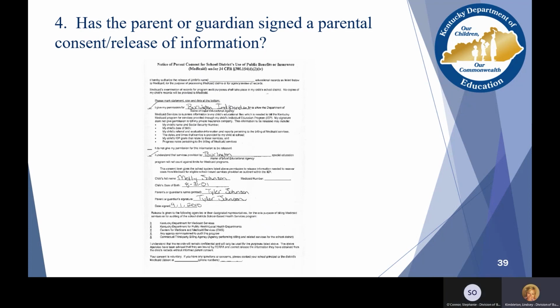Number 4, has the parent or guardian signed a parental consent/release of information? So for this, we're just looking for the parental consent that was signed prior to the service being rendered. So if this service was that speech claim for December 1 of 2017, then we would expect to see the parental consent signed prior, and this one was signed 9/1 of 2010, so that would be correct.